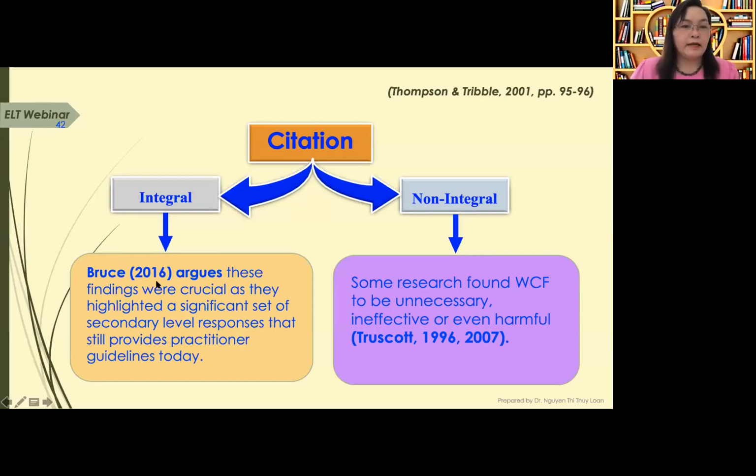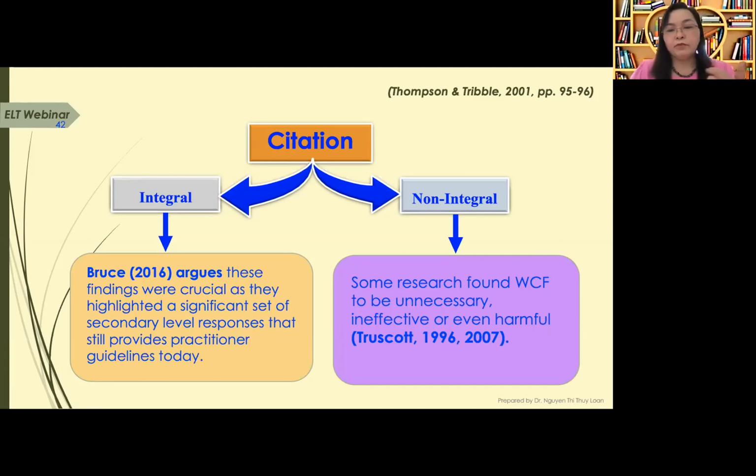The difference here is that if you use the integral citation, it means you would like to make the name of the cited author a part of your sentence, especially the subject of your statement. You would like to make use of their voice, their authority, to argue for you, to show your evaluation, to show your feeling, whatever you want to argue in writing the literature review.